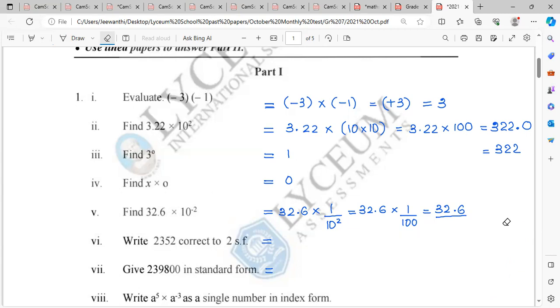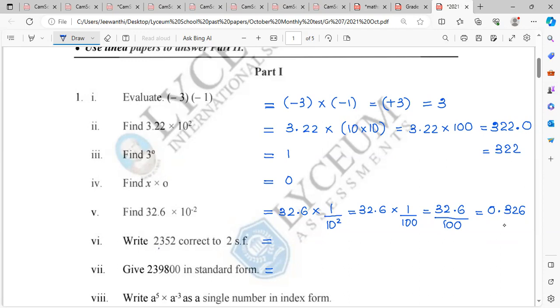So then I wrote it like this as a division. Here I write 32.6 divided by 100. So what will be the answer? It needs to move 2 steps to the left side, which gives you the answer 0.326, right?